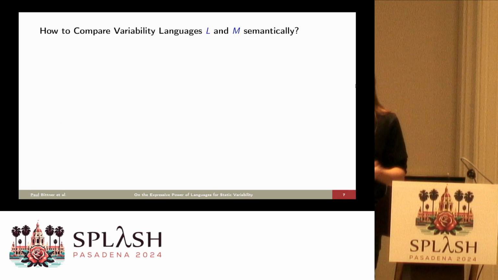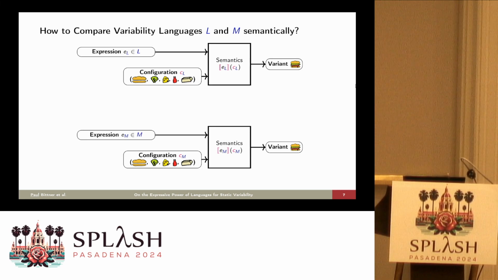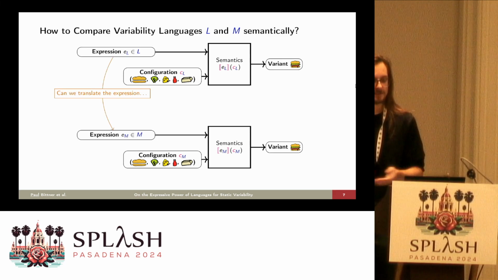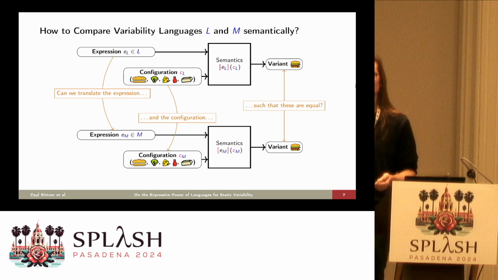So actually, we don't have a semantics of just one language. We want to compare expressions. So we dealt with two of these boxes. We want to have a semantics of two expressions. So how can we compare them? The basic idea is translation, like building compilers. So the question is, can we translate the expression on the top to the expression on the bottom, and the configurations as well, because these can also be different kinds of data or formats, such that the variants in the end are equal? So can I produce the same variants in both expressions, and vice versa?